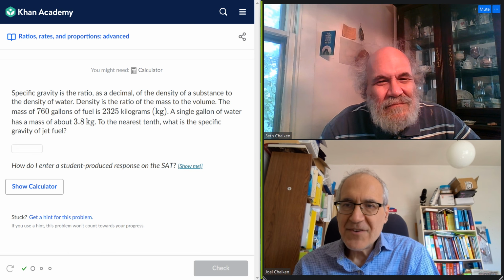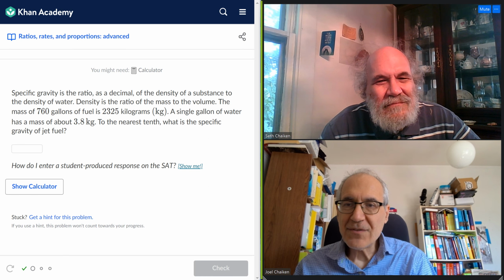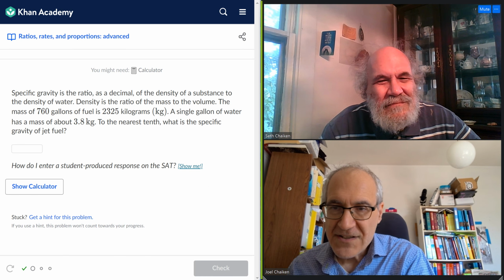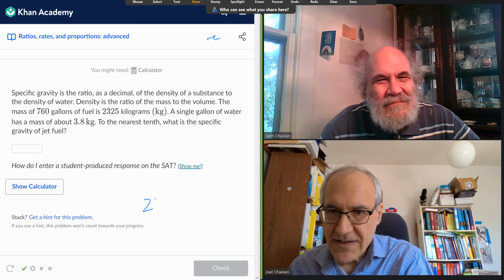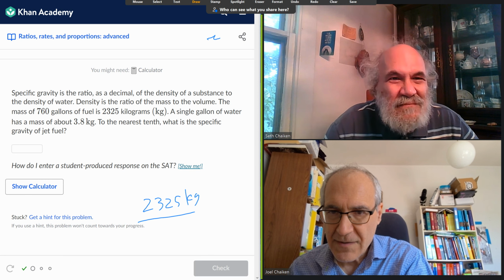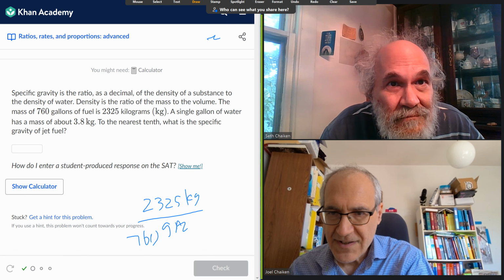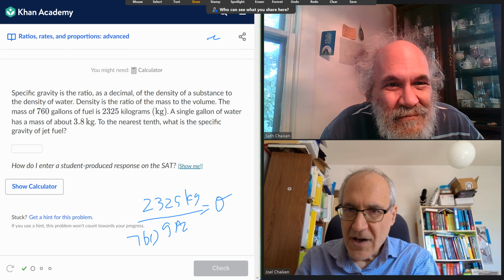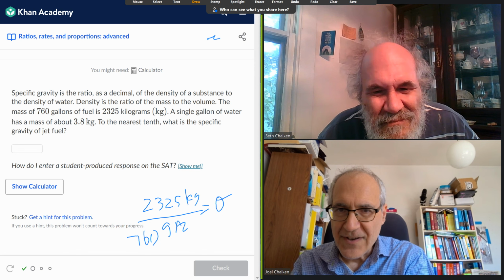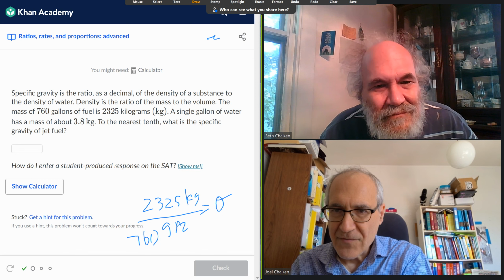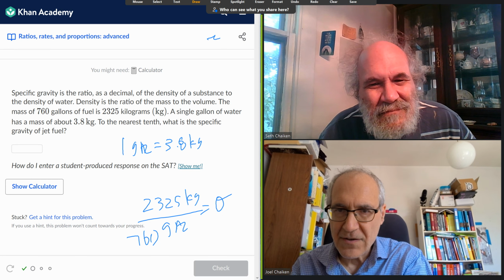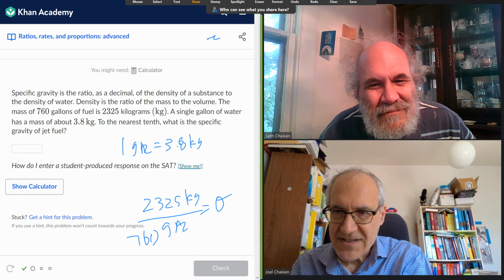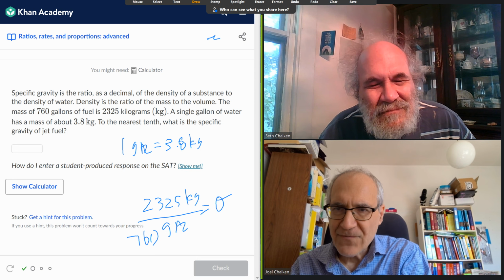The mass of 700 gallons of fuel is 2325 kilograms. So why don't we just write, oops, I didn't annotate, okay. 2325 kilograms per gallon. Okay, so at least we have that. Density has this funny symbol. It's a Greek thing. A single gallon of water has a mass of 3.8 kilograms. 1 gallon is equal to 3.8 kilograms. To the nearest tenth, what is the specific gravity of jet fuel?